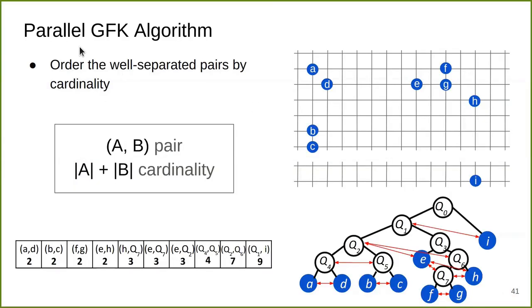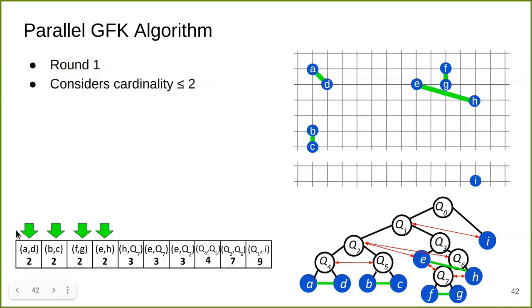Now I explain the parallel GFK algorithm. Here's our notation for a well-separated pair: on the first line, I show the two nodes involved in the pair, and in the second line, I show the cardinality of the pair, which is the sum of the sizes of the two nodes involved. The first step of the algorithm is to order the well-separated pairs by their cardinalities, as shown here. The algorithm is round-based, so intuitively, we first want to process the pairs with a smaller cardinality.